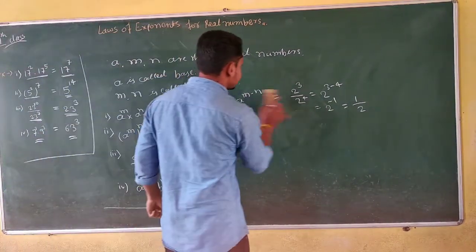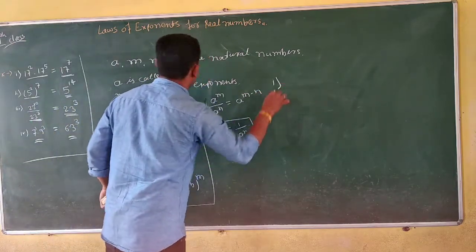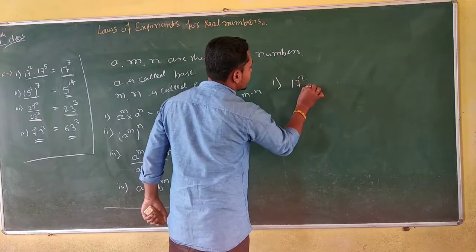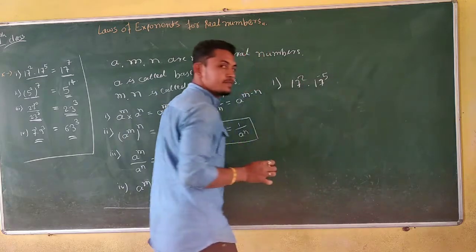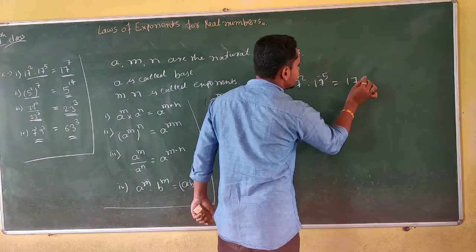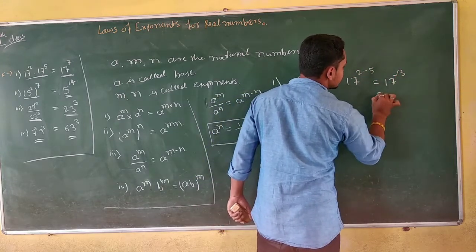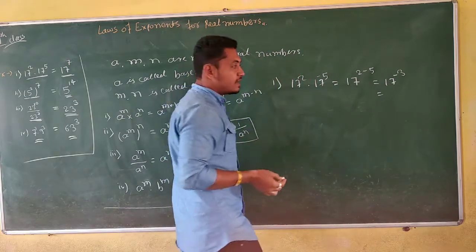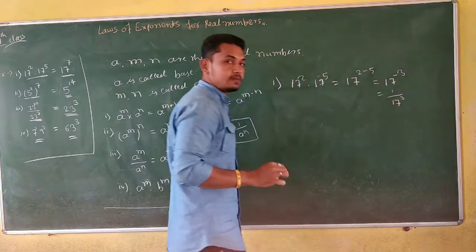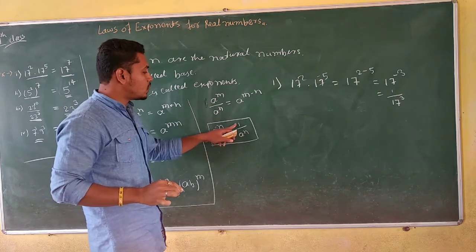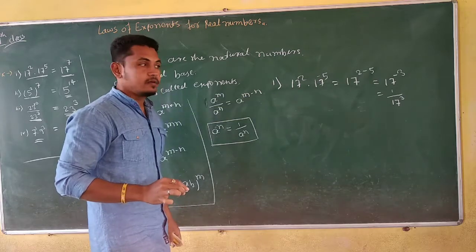See here. Okay. Next, by using these examples, 17 square into 17 to the minus 5 is equal to 17 to the 2 minus 5, which is equal to 17 to the minus 3. Is it right? So 17 to the minus 3 we can write as 1 divided by 17 to the 3. See here, a to the minus n is equal to 1 divided by a to the n, which means 17 to the minus 3 is equal to 1 divided by 17 to the 3.